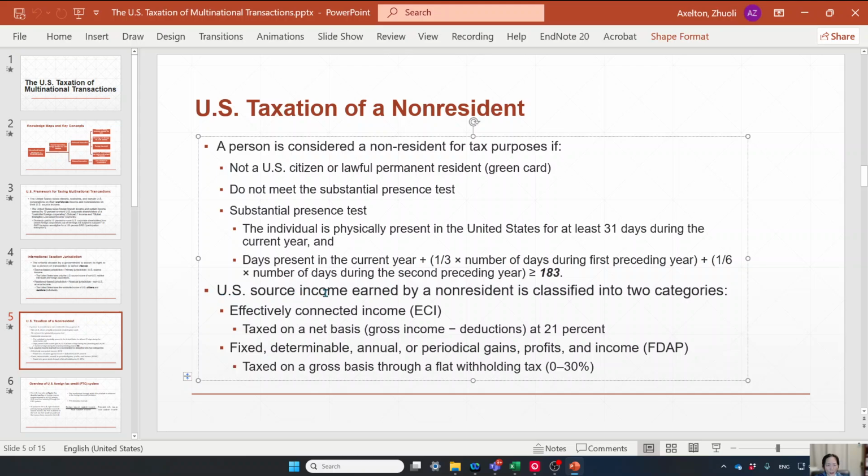Okay, so U.S. source income earned by a non-resident is generally classified into two categories: effectively connected income and FDAP, the fixed, determinable, annual, or periodical gains, profits, and income. FDAP will be taxed on a gross basis through a flat withholding tax of 0 to 30%.